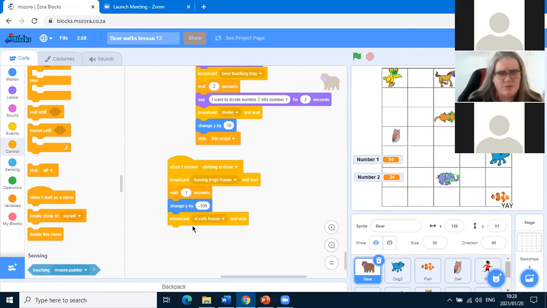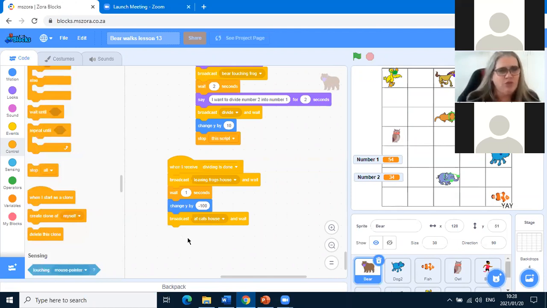Right, now he's broadcasting that he's at Cat's house. He doesn't actually have to wait. That's probably what it is. But we're not going to fix it now. We'll fix it when we go to Dog. Okay, so what are we going to do with Cat?